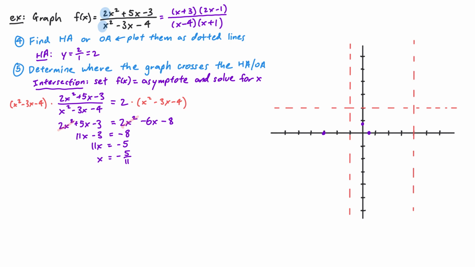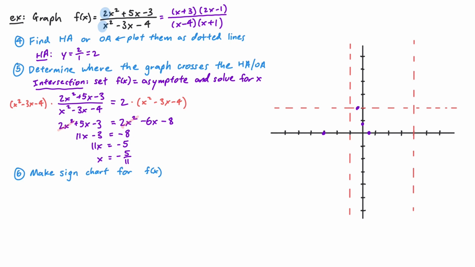And what we'll want to do is plot this on our graph. So go to x equals negative 5 over 11, which is about here. Go to our horizontal asymptote and plot our point there. So this is where my graph will cross that horizontal asymptote. Sometimes when you set your function equal to your asymptote, you'll end up with no solutions. And when that's the case, it means that your graph does not cross your asymptote.